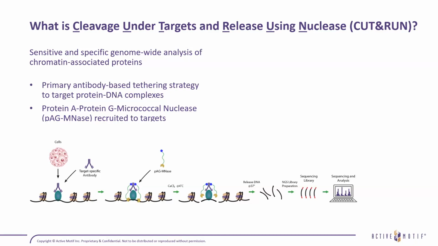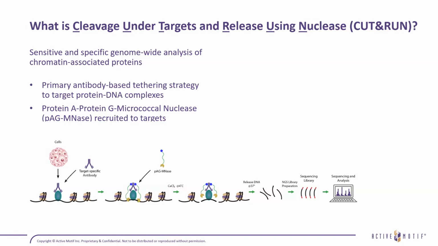However, rather than using pA-Tn5, it is a protein A, protein G micrococcal nuclease that's used, otherwise known as pAG-MNase. And this is what's actually recruited to the targets and is going to do the specific release. So again, let's just go over briefly the standard workflow here. Again, you have cells that are bound to concanavalin A beads, once again, just to make the washes easy throughout the protocol. The first incubation is with your target-specific antibody. So this method does only use a primary antibody.